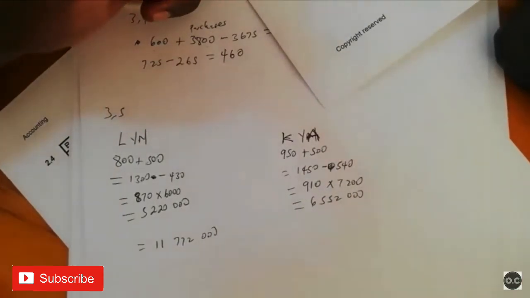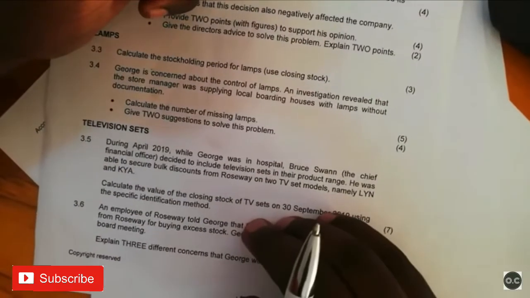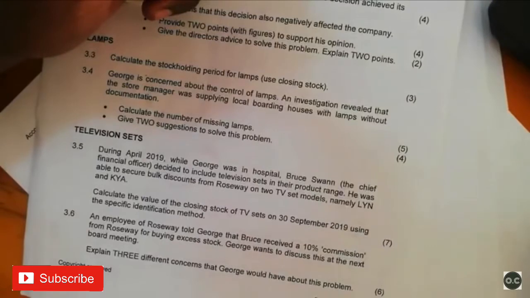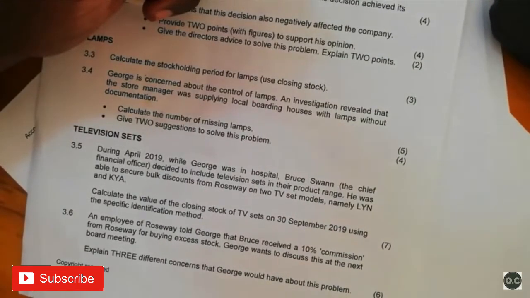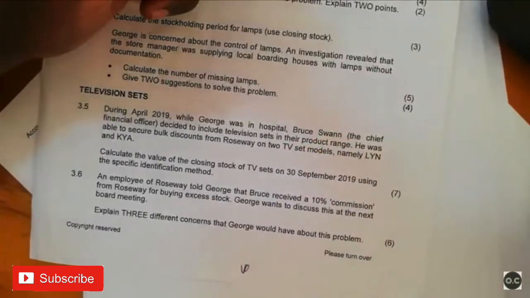Okay, great. So you've calculated your closing stock. That's 7 marks, right? And that's how it works. You work with the models. You specifically identify the different models when it comes to specific identification. It's in the name, specifically identify.